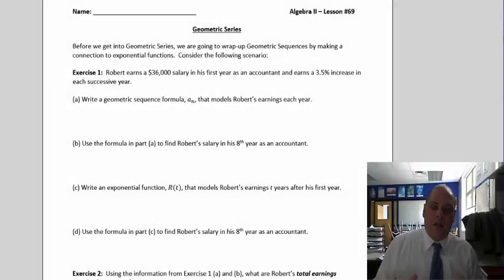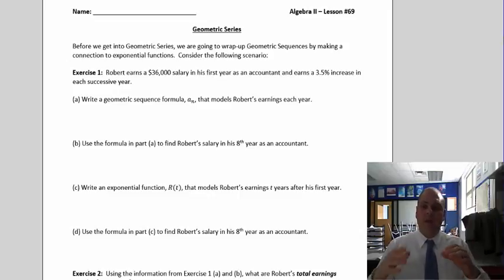All right, we're going to move along in our sequences section here. Now we're going to take a look at geometric series, but before we do that, we're going to use exercise 1 to make a connection between geometric sequences and functions. All right, so exercise 1 here.